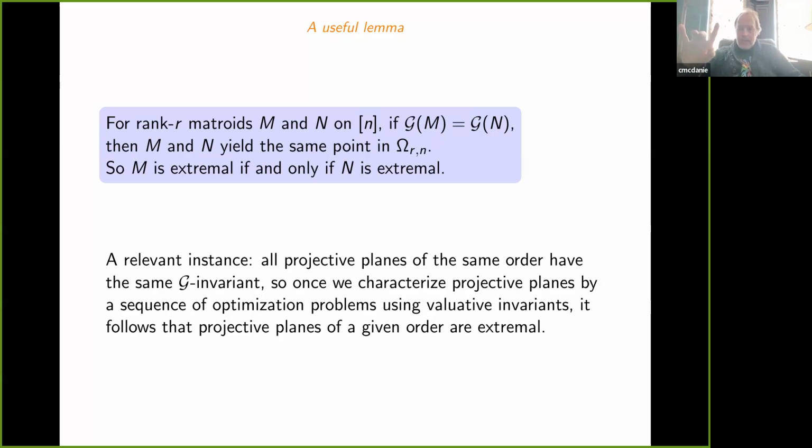Sorry, I have one question. Is every integer point in the polytope a matroid, or is every point in the polytope a matroid? Integer point. So that's a question. I noticed Alex was here. He might be able to answer that. I don't know the answer to that question.